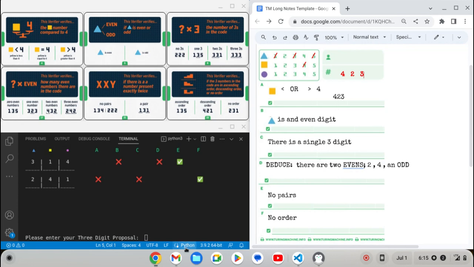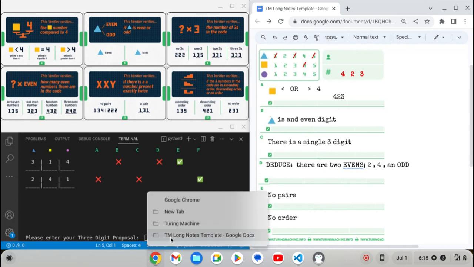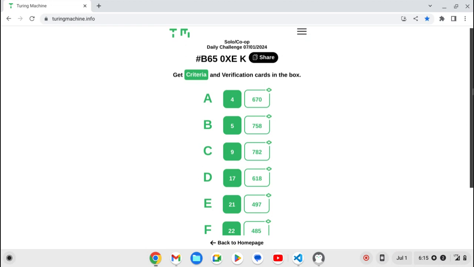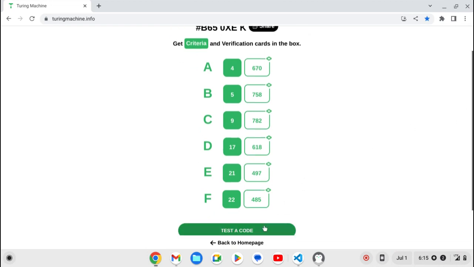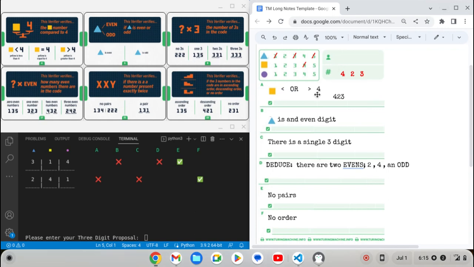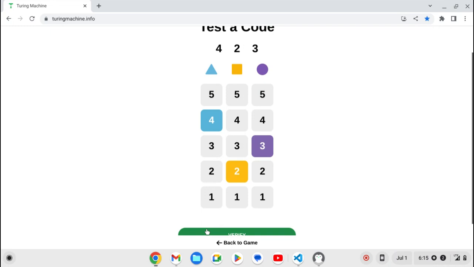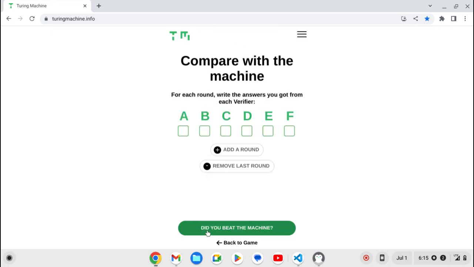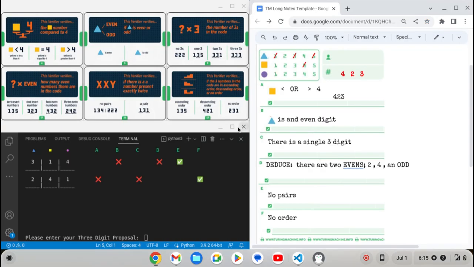All right, so let's go to turingmachine.info and verify. So 4, 2, 3. Let me just double check. Yes, 4, 2, 3. Verify. Fantastic. But again, let's actually query the Turing machine, see how we did. So we did use all 6 criteria cards, which is a good indication that, you know, at worst we'll tie.